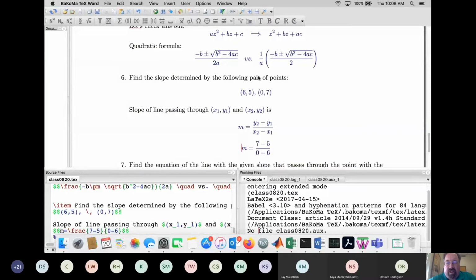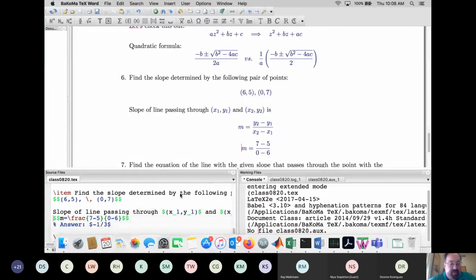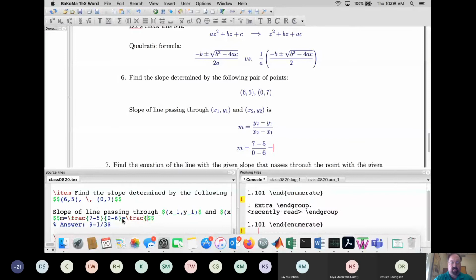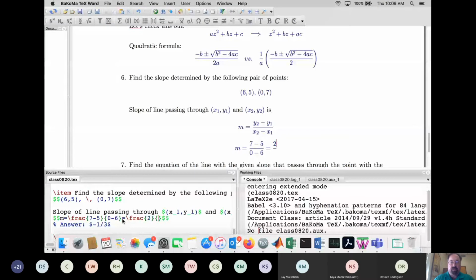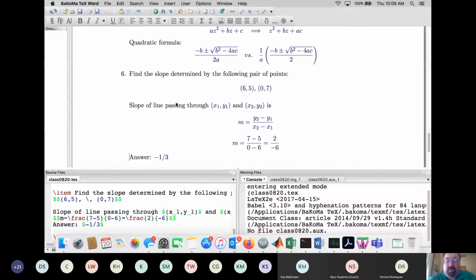So take your y values, subtract them up top. Take your x values, subtract those down below. Make sure that you have the x and y values in the correct order. So here I have the second y value minus the first, so 7 minus 5, and the second x value minus the first, 0 minus 6. Then you work all that out and simplify as much as you can. So in this case, we get 2 over minus 6. Simplify that and you get minus 1/3.